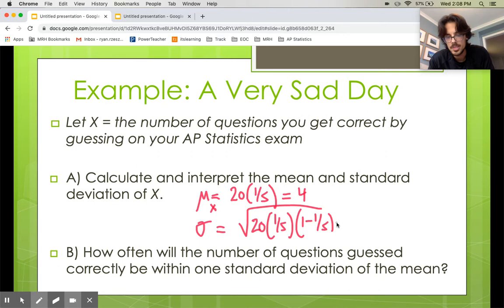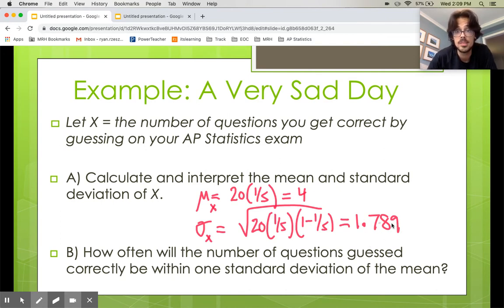It says to interpret here. I think I'm going to talk about that, but not actually write them. So you guys can write them if you like, or just listen to my interpretation here. We already learned how to do this in section 6.1, so this is just a nice little quick review. Over many sets of 20 question multiple choice tests, so you have to have that idea of many trials for the mean, we would expect kids to get an average of 4 questions correct if they just blindly guess the whole time. And then for the standard deviation, for a randomly selected student, we expect their score to vary by about 1.78 from the mean of 4.